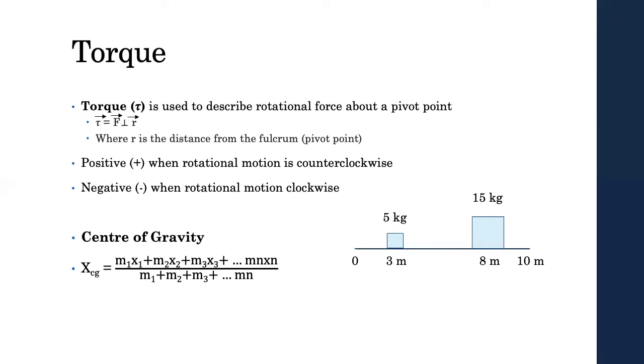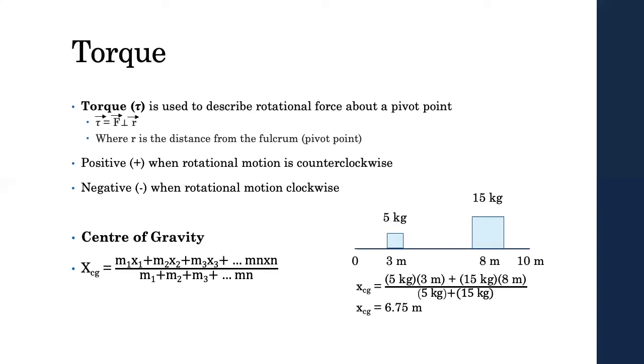135 divided by 20. 6.75 meters. So from the left, count 6 3/4 of a meter. That is the point at which you could lay the stick on a pin and it will balance perfectly. That is the center of gravity.